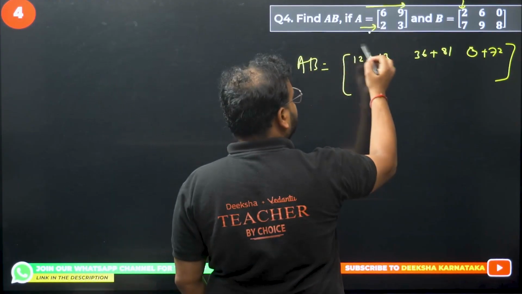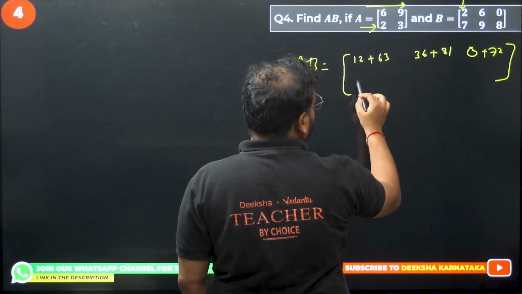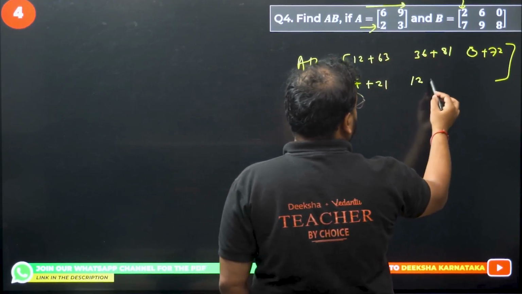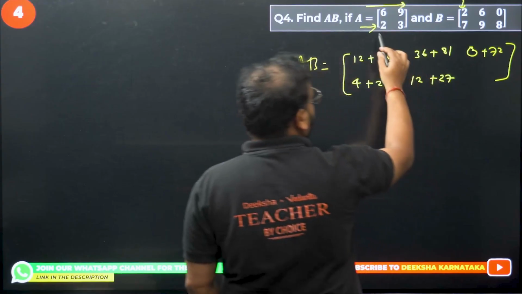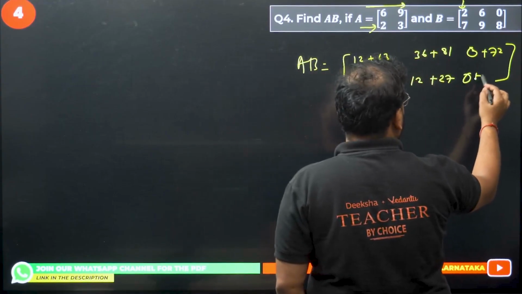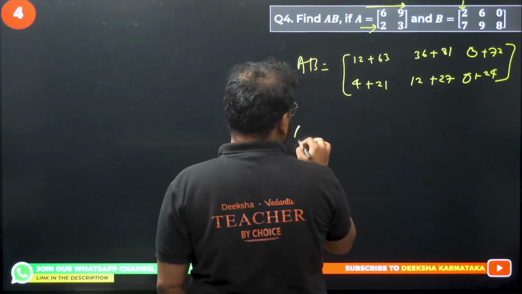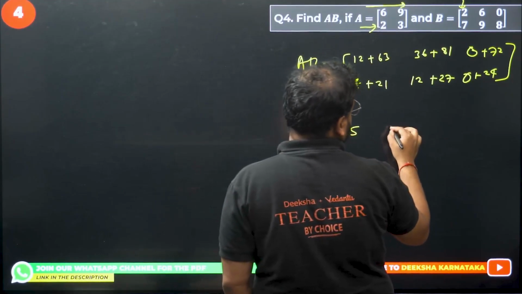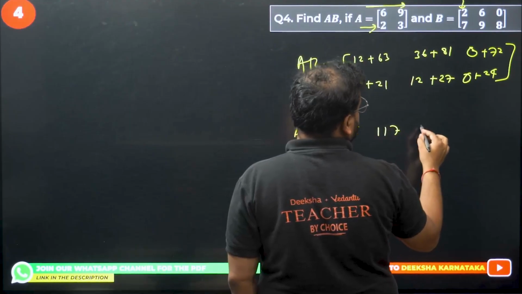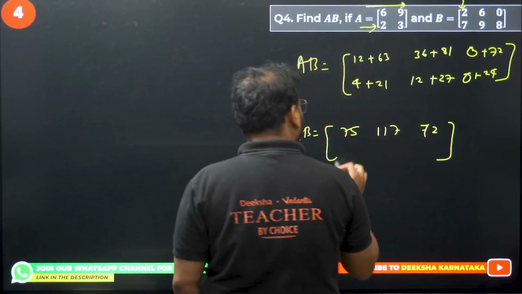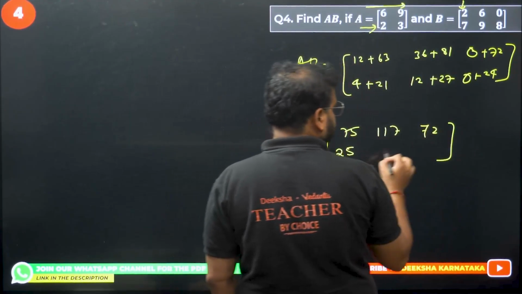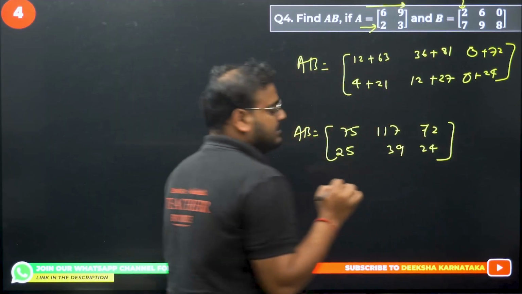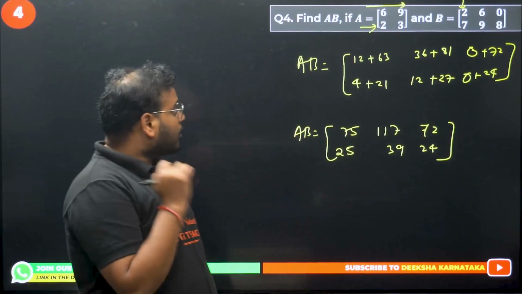This time I'll go with the second row. 2 times 2 is 4. 3 7s are 21. 2 times 6 is 12. 3 9s are 27. 0 and 24. My answer for AB is coming as 75, 117, 72, 25, 39 and 24. That's the product of the given matrix.